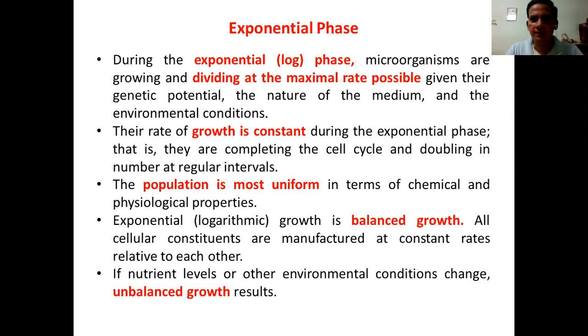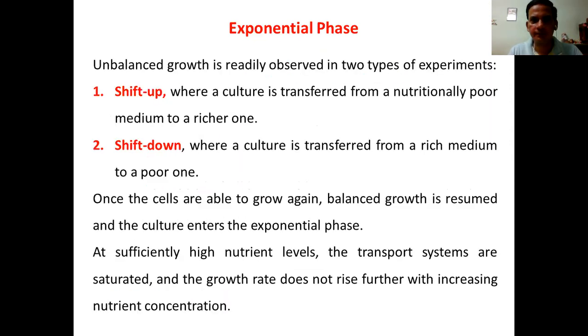So if the nutrient level or the environmental conditions change, then unbalanced growth results. Let's say the temperature is changed after a few minutes, so it will lead to unbalanced growth. Now this unbalanced growth is usually observed in 2 types of experiments. What are those? Number one is the shift up.